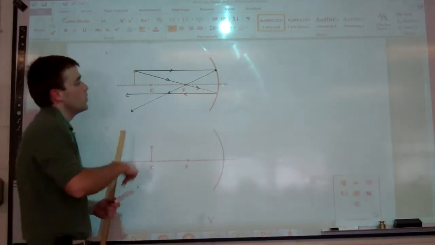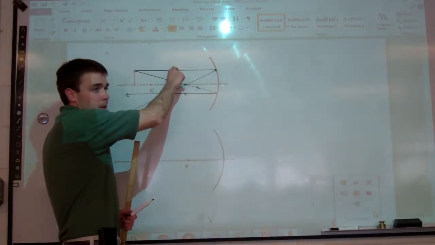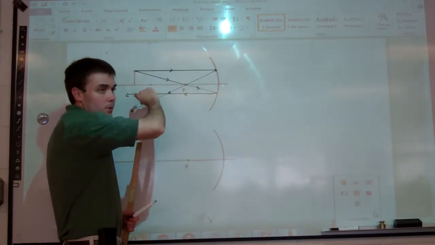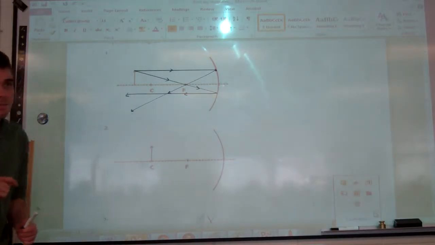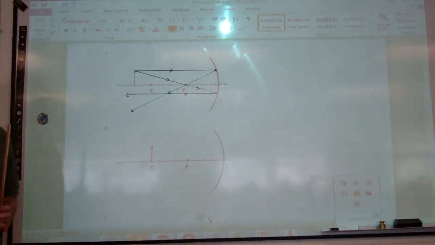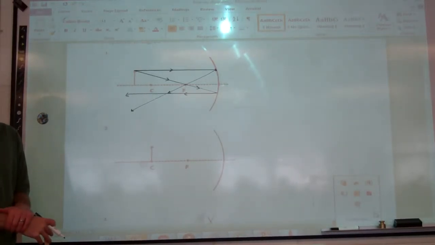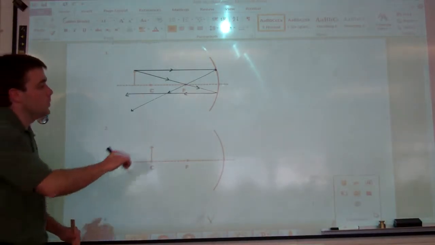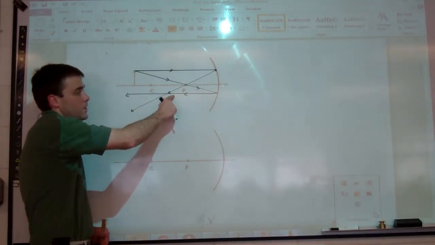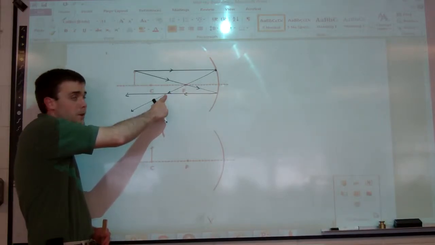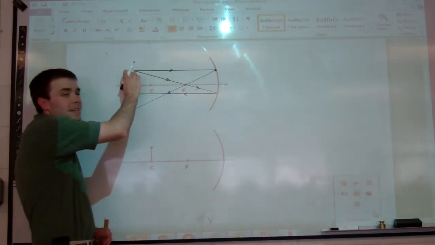Okay, so you can make the two that are coming in one color and the two that are going off the mirror one color. Does that make sense? I only have black markers, so I can't really color code up here. But alright, the image forms where the two reflected rays intersect. So where this one and this one intersect, the top of the image forms right here. So that's where we draw the top of the arrow.